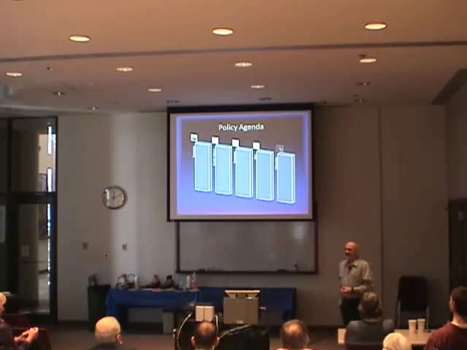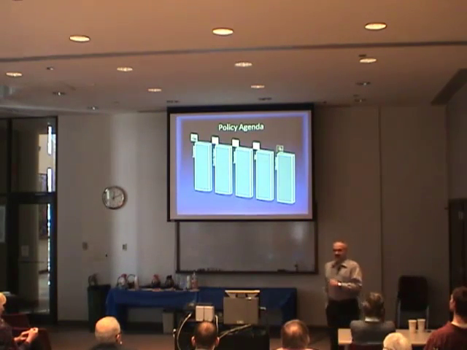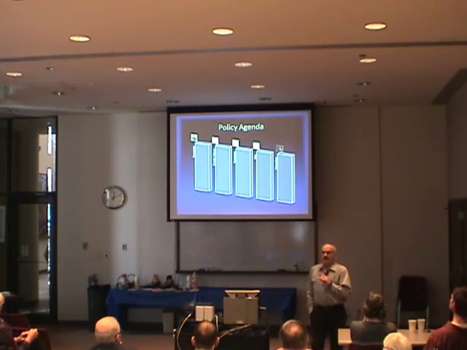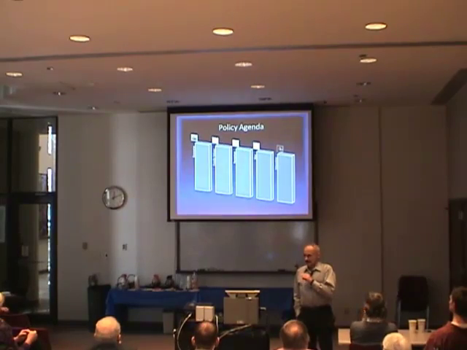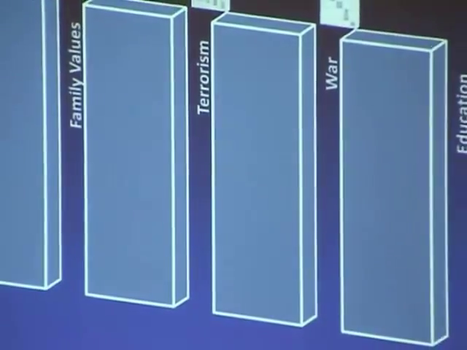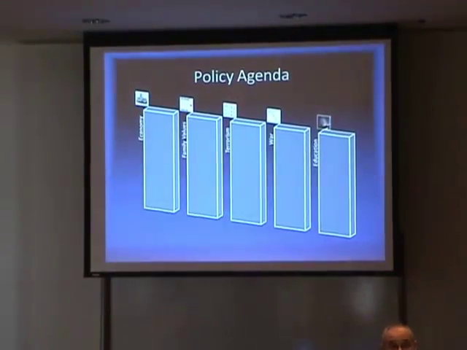So the starting point when we look at public policy is that the structure of governments and the structure of citizens do not permit large numbers of things to be on the policy agenda.